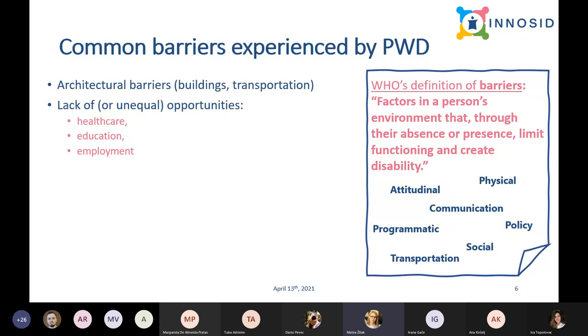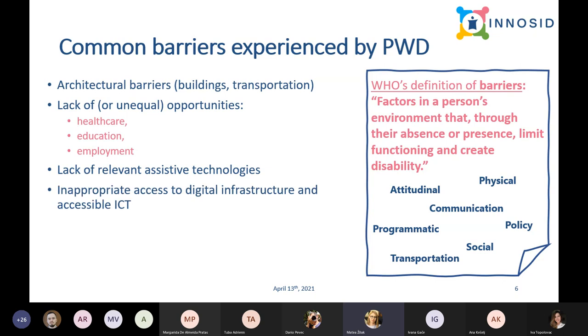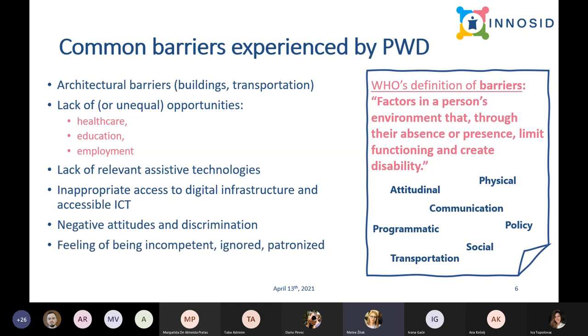Or in education, children with disabilities are often not in regular schools because, for example, there is not enough assistance or the environment in the school is not accessible. Lack of relevant assistive technologies. Assistive technology is any product, device or equipment that is needed for the individual with disabilities to improve their functional capabilities. Inappropriate access to digital infrastructure, accessible ICT, negative attitude, discrimination, feeling of being incompetent, legislative, regulatory barriers.